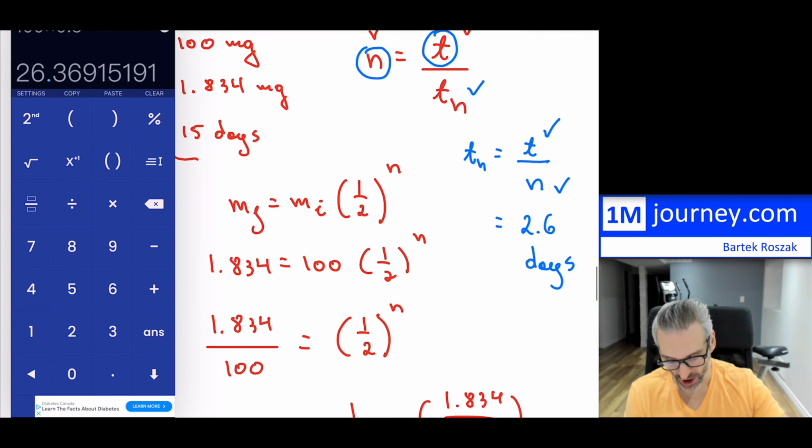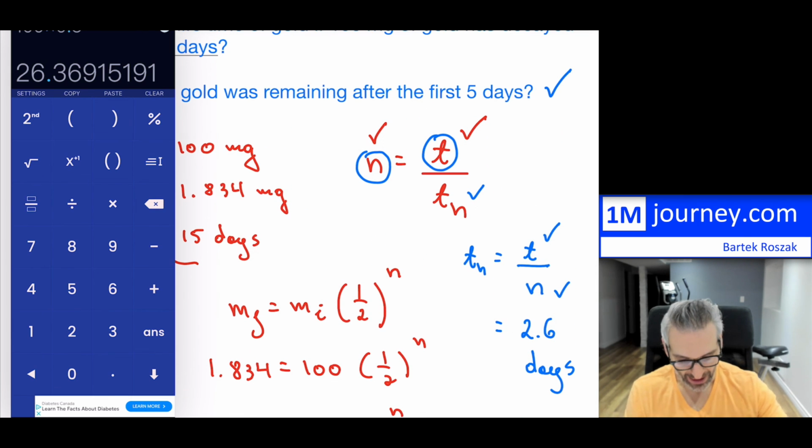Okay, so another awesome question within here. And these are questions with regards to half-life and the nuclear reactions.